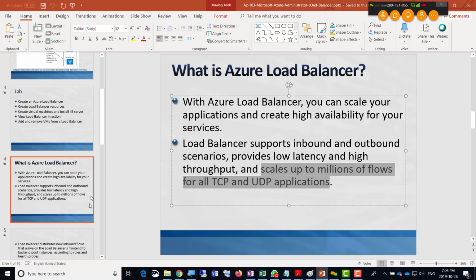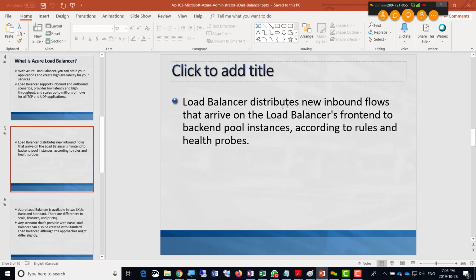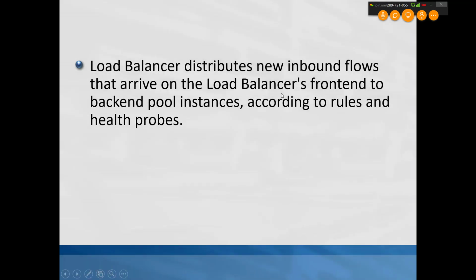If you go back to the slide here, load balancer distributes new inbound flows that arrive on the load balancer's front end to backend pool instances according to rules and health probes. So this is what we're going to configure: the load balancer distributes new inbound flows. Inbound means whatever traffic is coming from outside to inside, that arrives on the load balancer's front end, which is the load balancer itself, to backend pool instances.